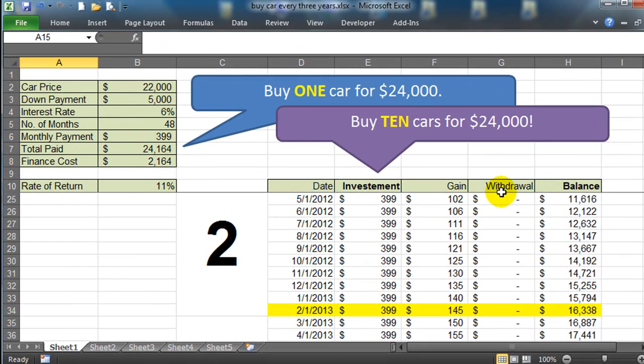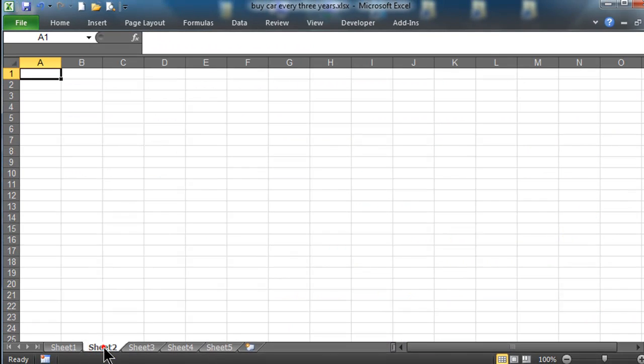Now let's create this worksheet. I'm just going to jump over to a new blank sheet here, and let's do a little bit of setup. I'm going to start in row 2, just for the hell of it, and set up a little car calculator.